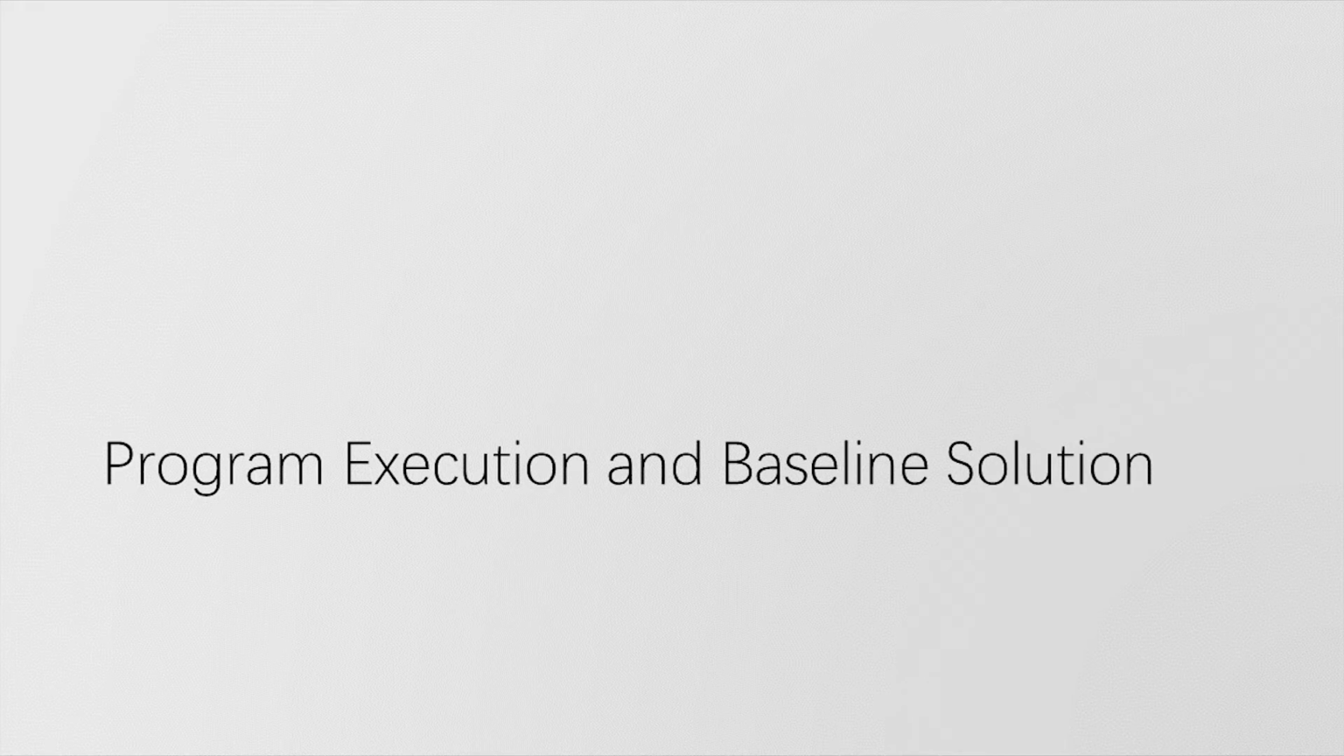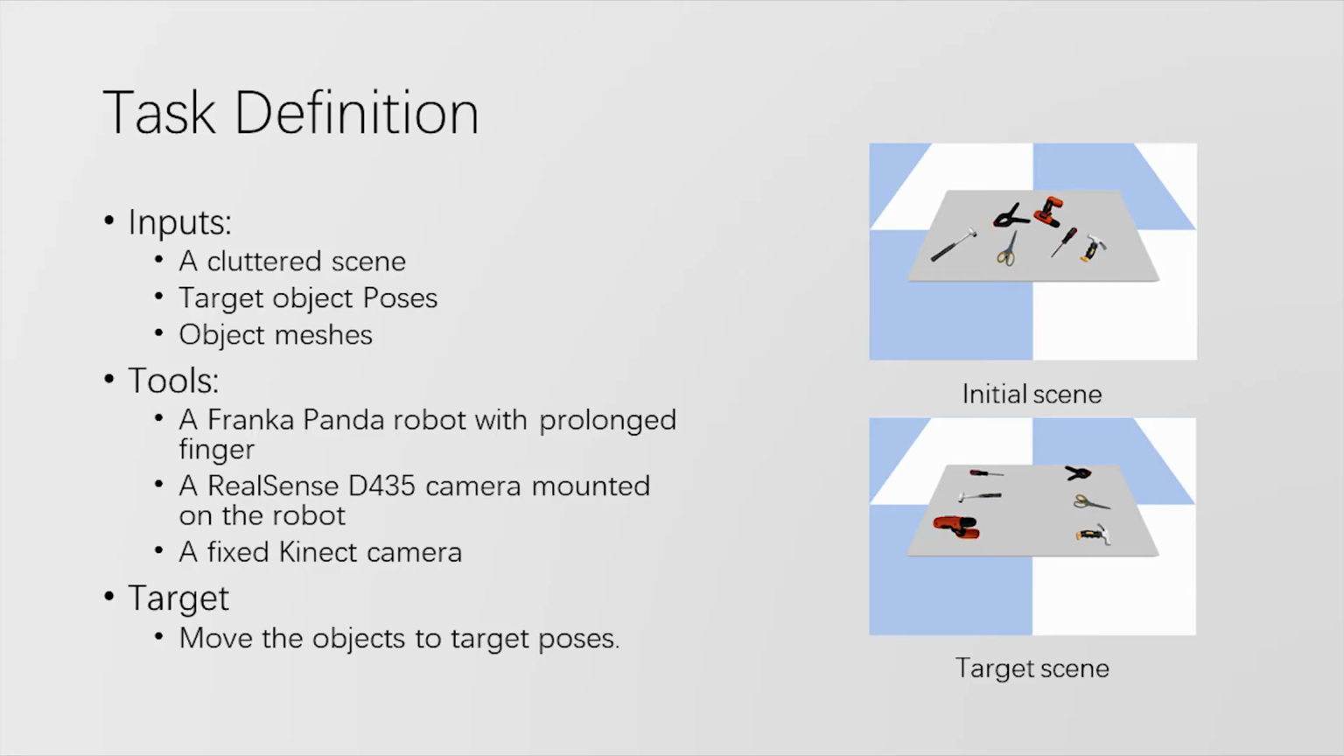In the second part, I will talk about how the program runs and our baseline solution for the competition. To begin with, I will introduce the task definition. The inputs of the task include a cluttered scene as shown in the top figure, target object poses, and object meshes. The tools that the participants can use include a Franka Panda robot with prolonged finger, an on-hand RealSense D435i camera, and a fixed Kinect DK camera. The task is to move the objects to target poses as shown in the bottom figure.